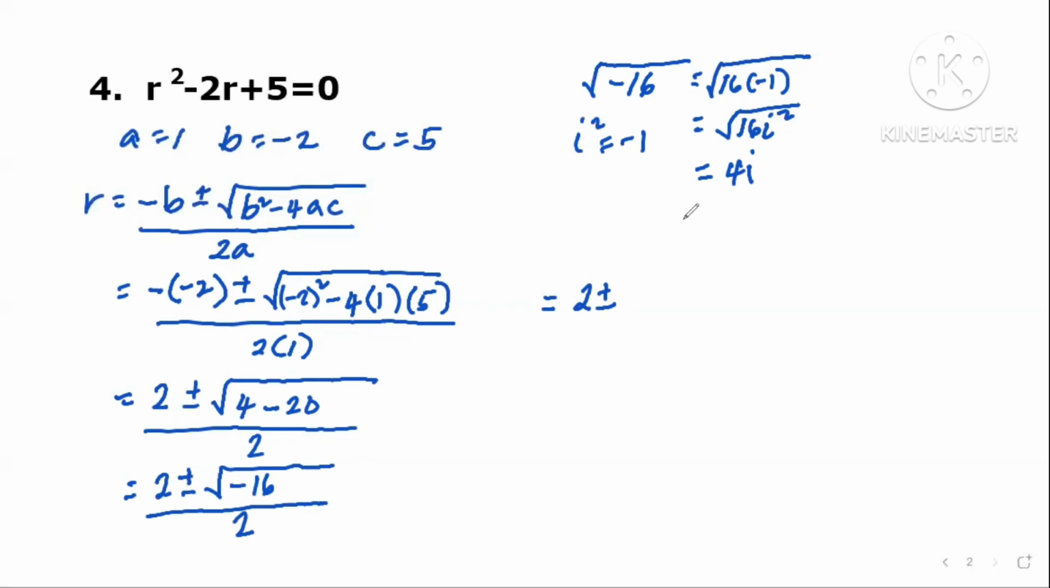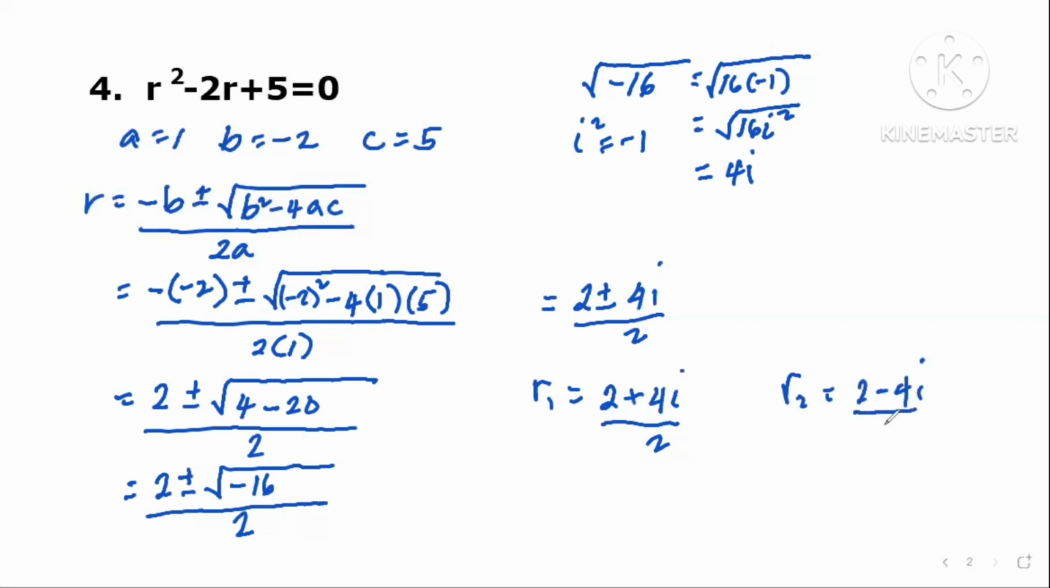So, replacing square root of negative 16 by 4i, we have 2 plus minus 4i over 2. So what are the two roots? We have r sub 1 is equal to 2 plus 4i over 2. And the other one is r sub 2, 2 minus 4i over 2. Now, is this our final answer?